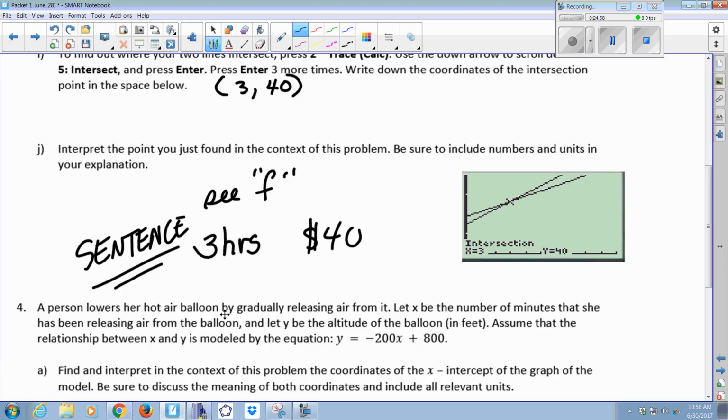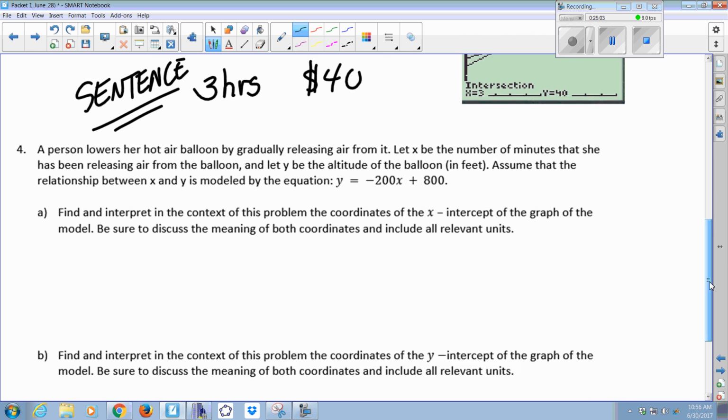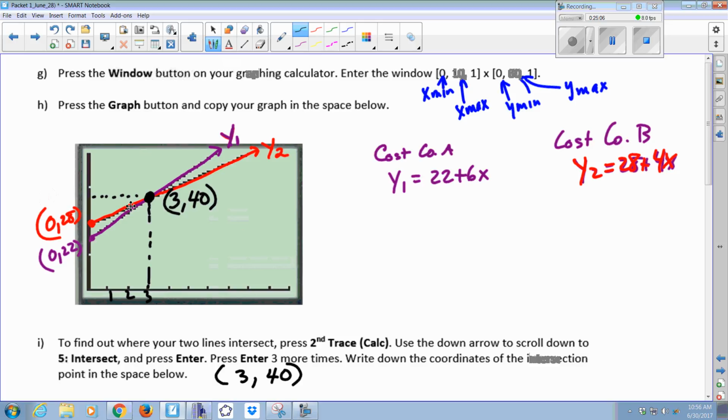Okay. Now we're moving on to a little different type of problem. Oh, I want to go back and talk to you a little bit about these two equations and what we saw in the previous table. Notice that the cost for company A is less than the cost of company B because the Y values of the purple line are less than the Y values of the red line until we reach 3, where we know they're equal. And then after that, the cost for company A is greater than the cost of company B. And that has to do with the slope of these lines.